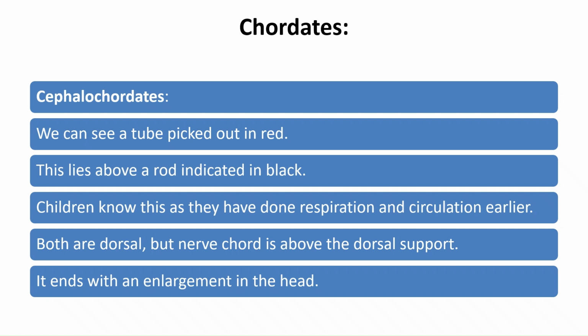Let us look at chordates now. In cephalochordates, we can see a tube picked out in red. This lies above a rod indicated in black. Children know this as they have done respiration and circulation earlier. Both are dorsal, but the nerve cord is above the dorsal support. It ends with an enlargement in the head.